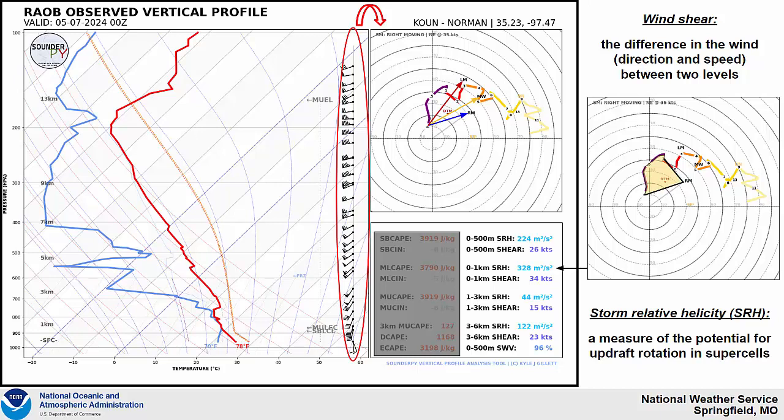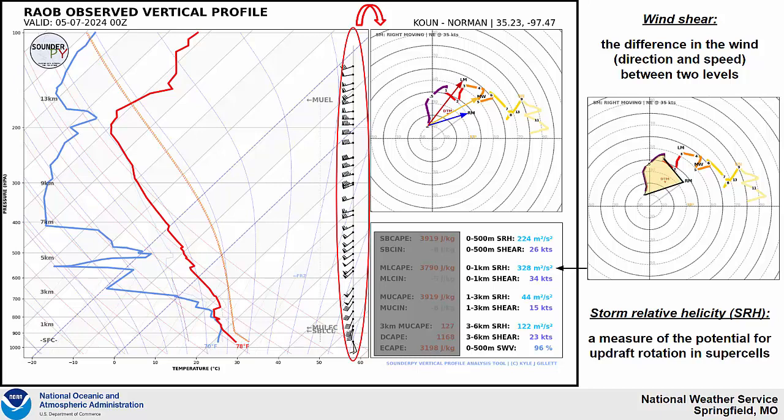SRH can be calculated for any layer and for either the left-moving or right-moving supercell. Negative values of SRH indicate that left-moving supercells are favored to develop, and positive values indicate that right-moving supercells are favored. In this case, nearly all of the shaded area lies on the right side of the hodograph, and the SRH value is positive. This means right-moving supercells are more likely than left-moving supercells, assuming that the rest of the environmental characteristics support the development of supercell storms in the first place.